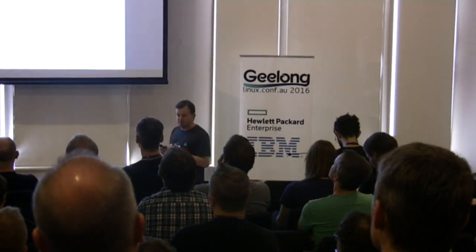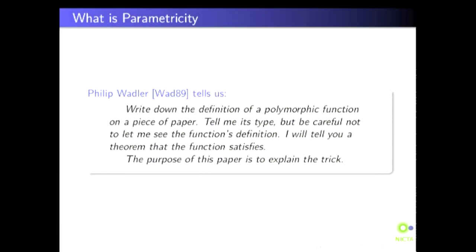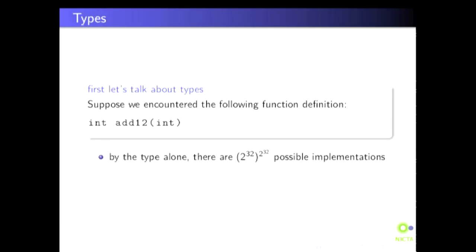But this is really where parametricity originated, from a guy called Phil Wadler. So basically, you write down the definition of a polymorphic function and then he'll be able to tell you something about what that function does. Okay, so that's what I'm going to do now. All right. And this is what parametricity is.